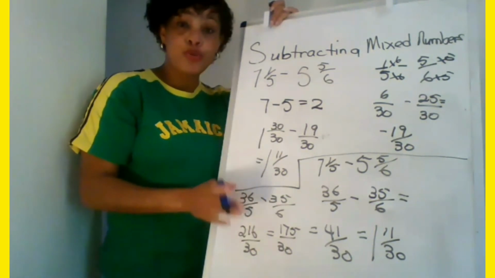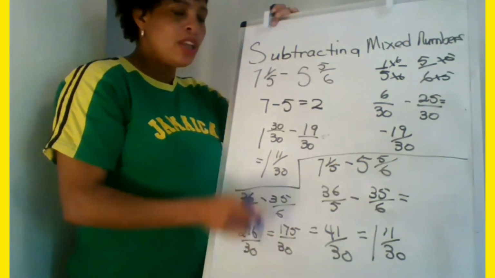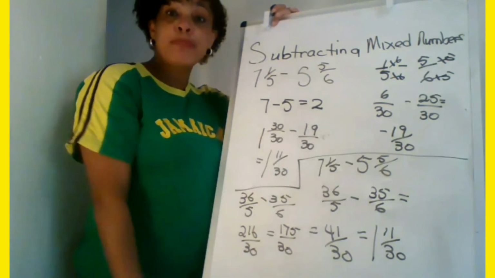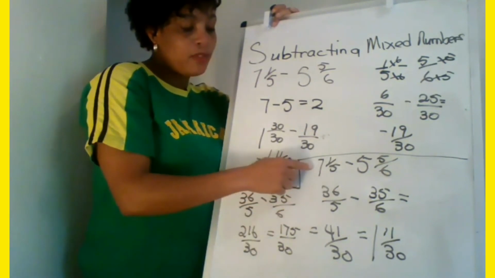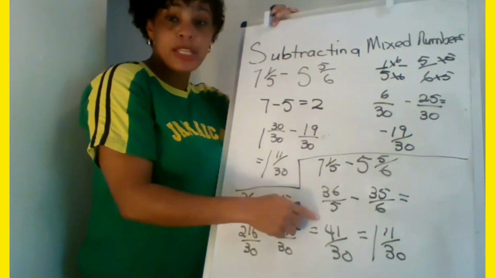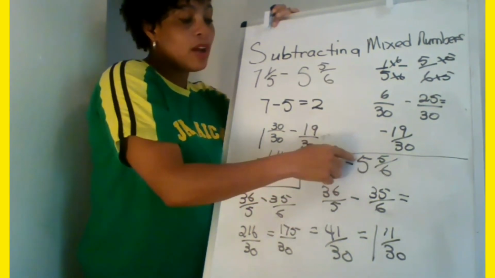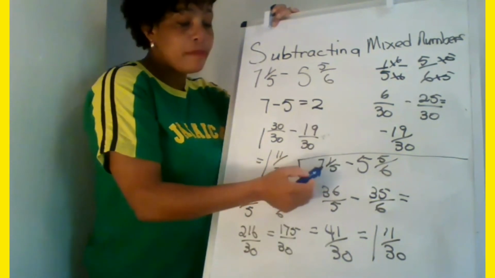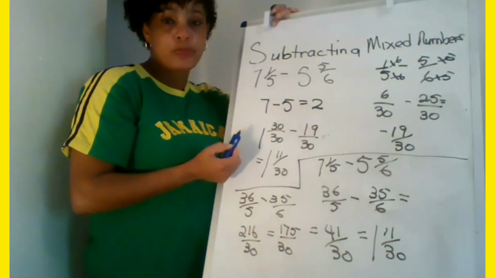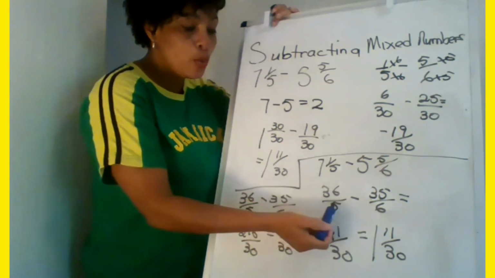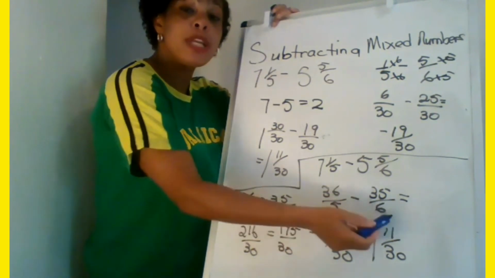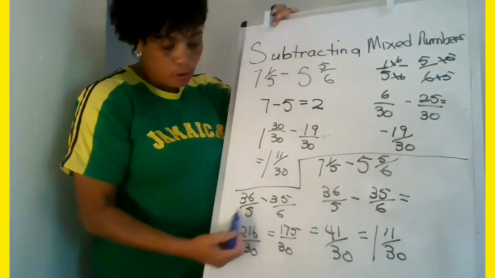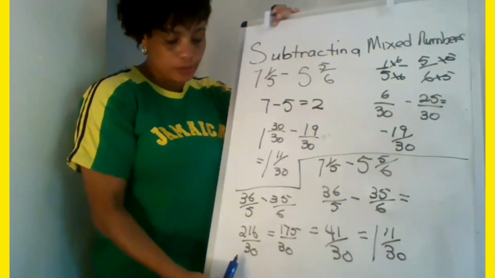Then we look at the more written approach. The more written approach is where we change the mixed number into an improper fraction. 7 times 5 is 35, add 1 is 36 out of 5. 6 times 5 is 30, add 5 is 35 out of 6. Now we've changed them from mixed numbers to improper fractions. We're using the same approach where we've got to have the same denominator when we're subtracting. So our denominator is 30.